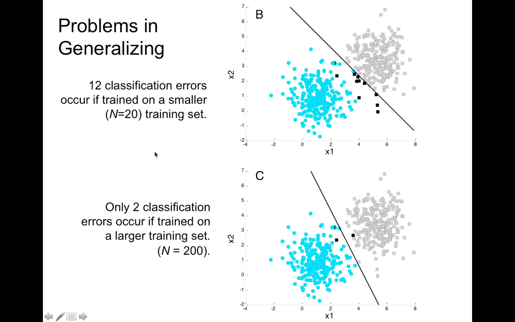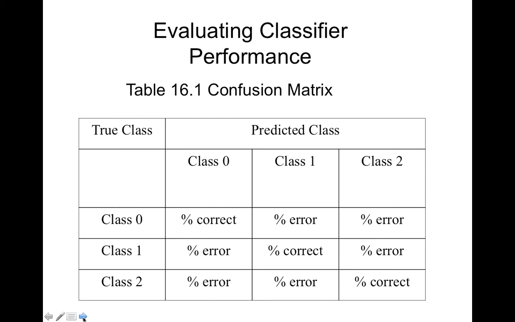So here's what happens when we now show some classification errors that will occur if we train our classifier on a smaller data set as compared to if we train our classifier on a larger data set. So here we have 12 classification errors when we have n equals 20. We only have 2 classification errors when we have n equals 200. So it's important that the training set is as large as you can possibly make it in order to avoid problems with generalization.